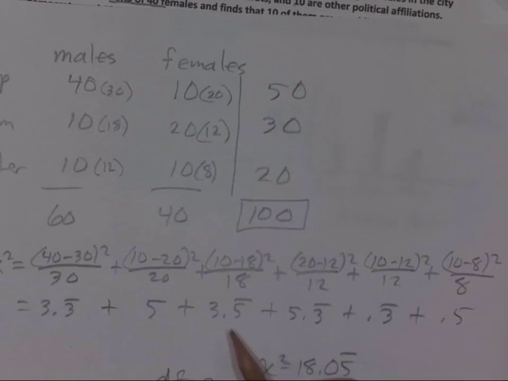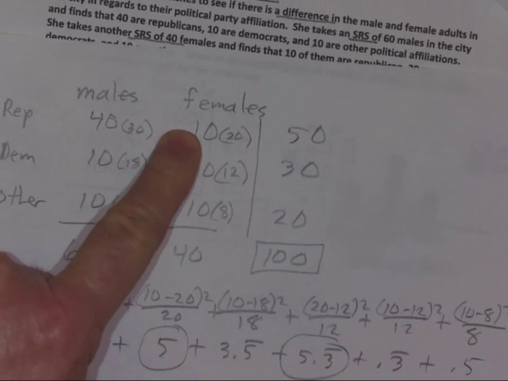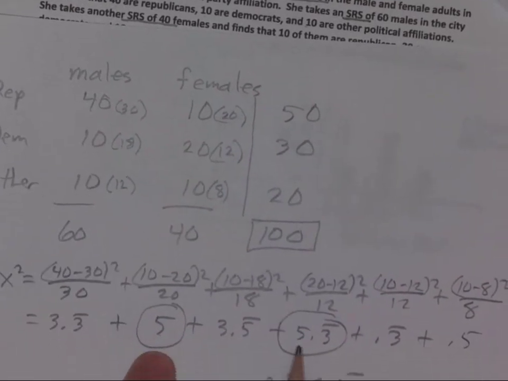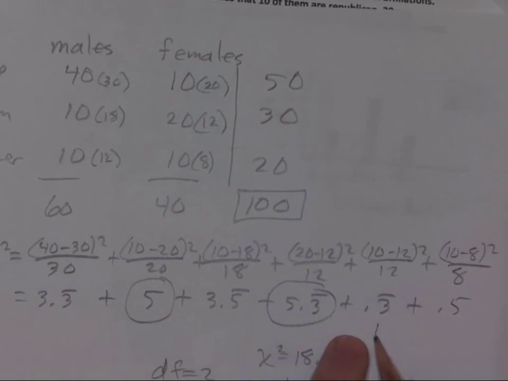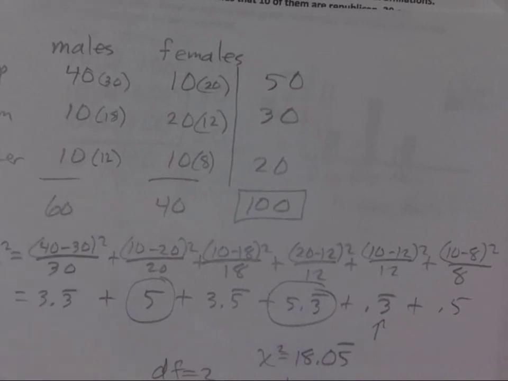And you look at the biggest ones. Our two biggest ones are these, and that corresponded to the female Republicans and the female Democrats. Those are those two cells. They're contributing the most, whereas the smallest one would be this one, and that corresponds to the male others. So the male others are contributing the least.